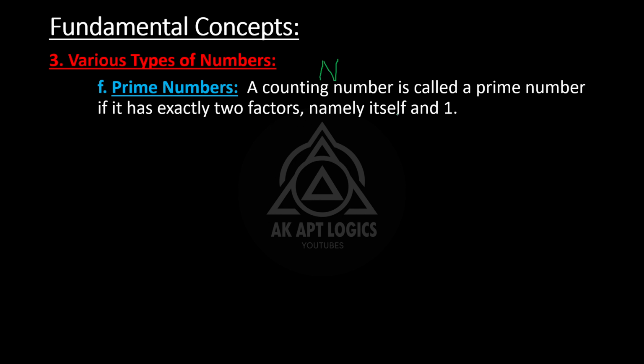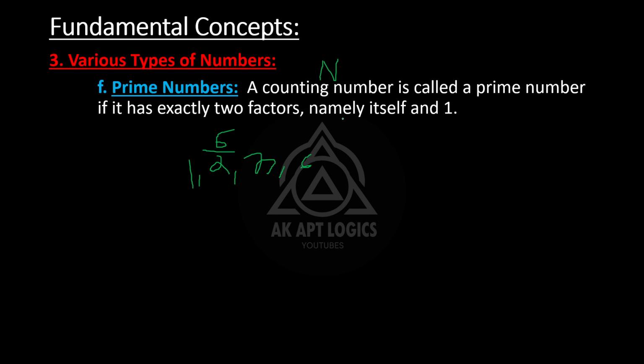Factors: if you take a number, for example, 6, we can divide 6 by 1, 2, 3, and 6. Now 1, 2, 3, 6 become the factors of 6, okay. 6 will become a multiple of these 1, 2, 3, and 6, okay.